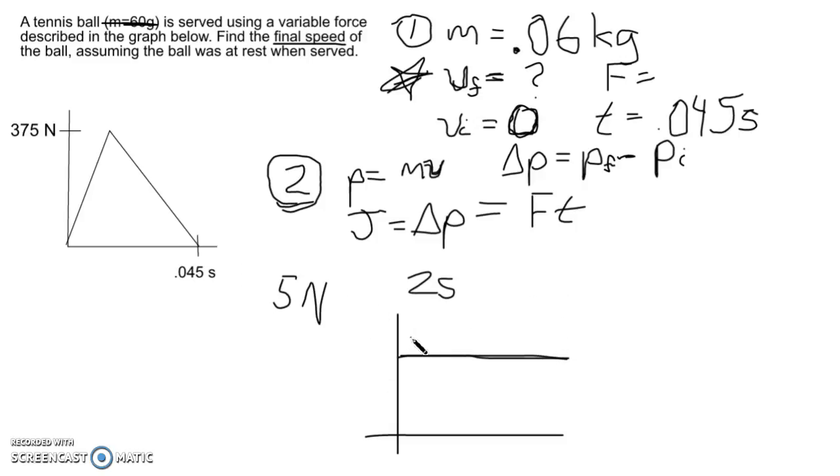Okay, so if you graphed this, 5 newtons over 2 seconds, and let's say your y-axis would be force and your x-axis would be time, you would see a constant 5 newtons over the 2 seconds.